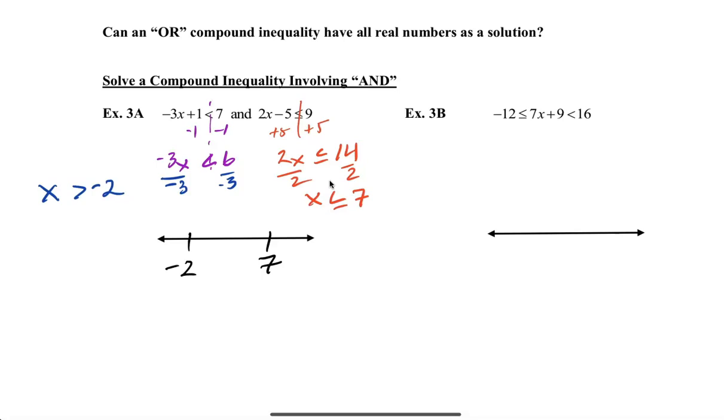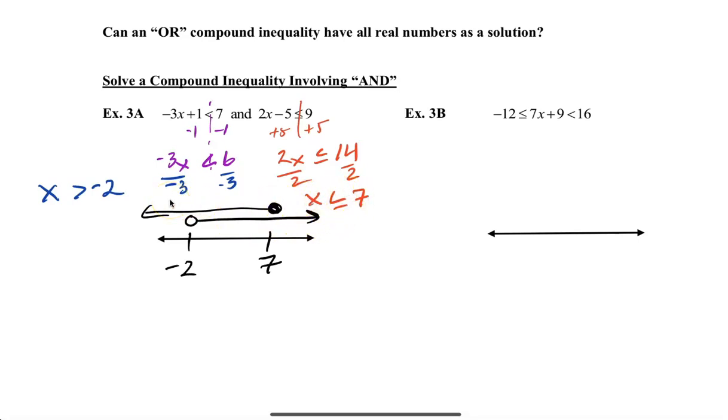So let's do negative 2 first. There's an open circle going that direction. And if we look at 7, it's a closed circle going that direction. Again, follow the arrow, right? Notice how negative 2 is pointing to the right. So that's going that way. 7 is going to the left.